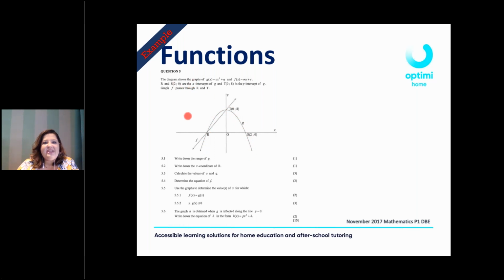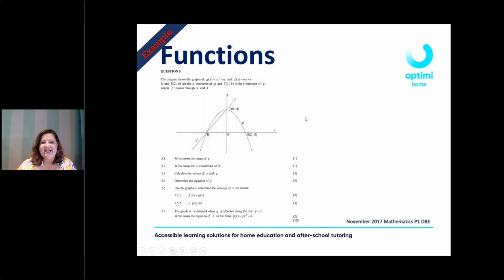They say that R and S are my x-intercepts, and I can see that that is where my graph, my g, actually cuts my x-axis. The x-intercept over here is (2; 0), and my y-intercept is T(0; 8). So my x value is 0, my y value is 8. It means that my q over there will be 8. And they say that my straight line also goes through the points R and T. Write down the range of g.